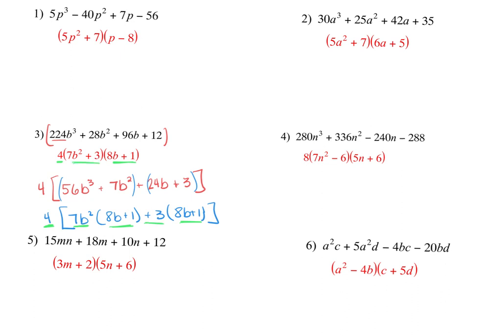So anytime you see huge numbers like that, you probably want to start by looking for a common factor. And that would have been exactly what you would have done for 4. You would have taken out the 8 first and then done your factoring from there.